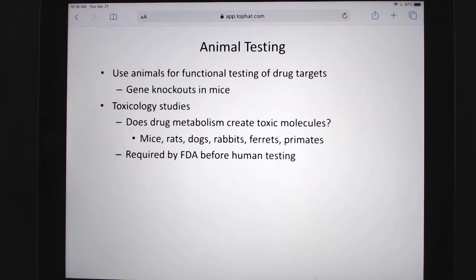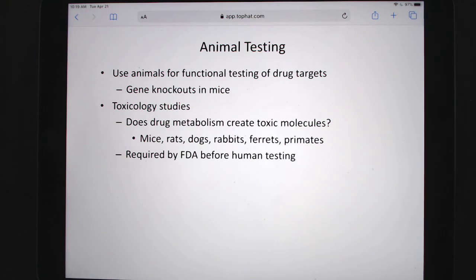So lots of times what happens is if you find a target, it'll initially go into animal models. Typically it's going to be gene knockout, where you're playing around with the genes within mice. Sometimes you just have to give the regular standard mouse, but lots of times you either upregulate a gene or downregulate a gene, so you have more or less of it.